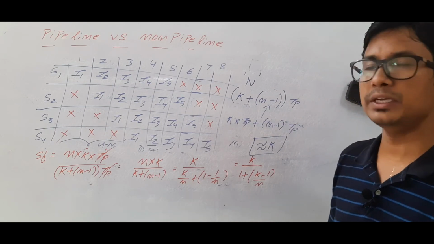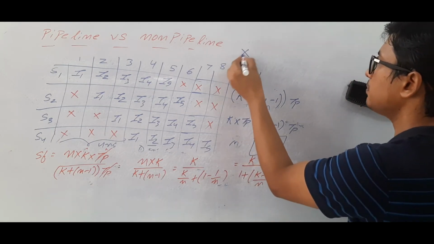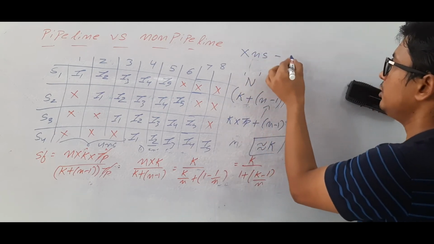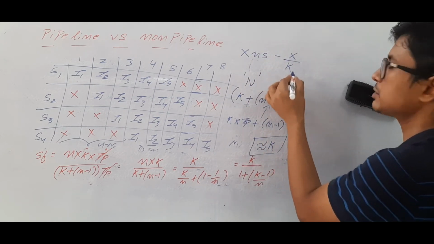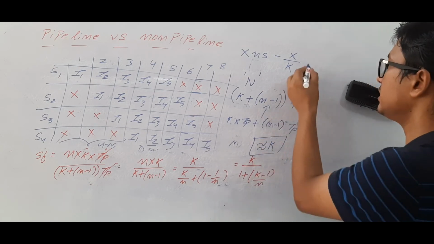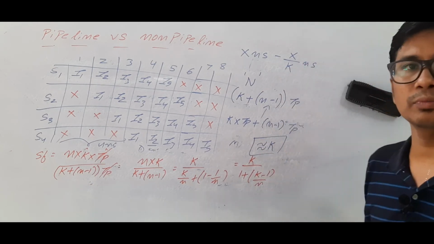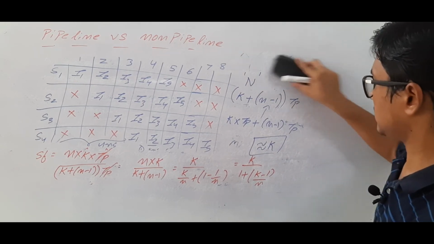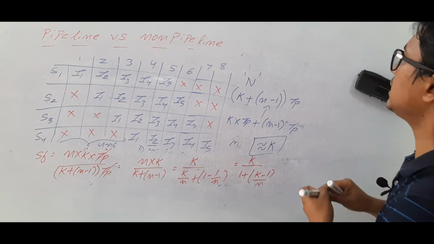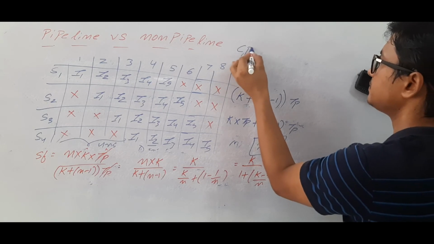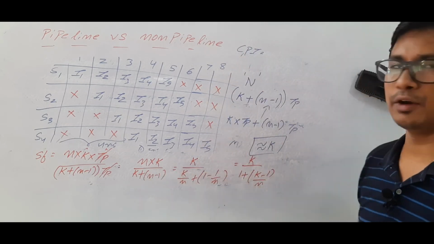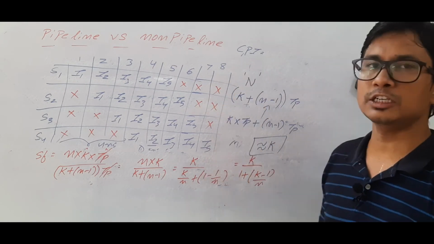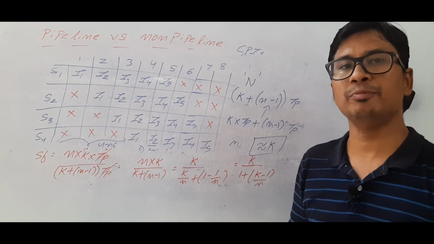So the meaning is that without pipeline, if you are executing in x nanoseconds, with the pipeline you can execute in x by k nanoseconds, where k is the number of stages. Are you able to understand? So what I want to say is that I have discussed this entire thing to make you understand cycles per instruction with the help of a pipeline.